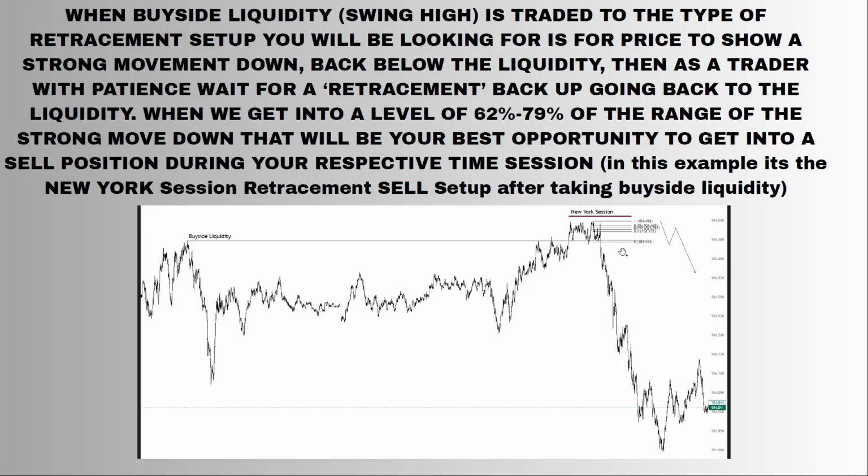So it's just the opposite of what happened in the London session. We ran above the buy side liquidity here, right? We have a strong move down right here from the New York session. And then when we retrace back up into the 62 to 79% retracement, as you can see, that would be the best time to sell. And then you would continue your bearish bias back below old lows.